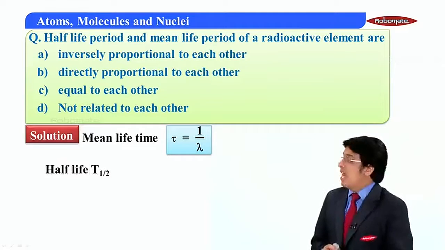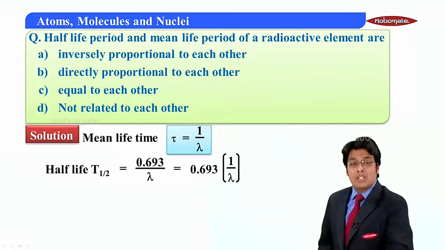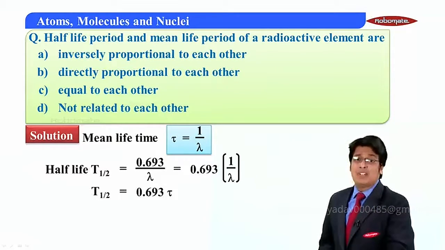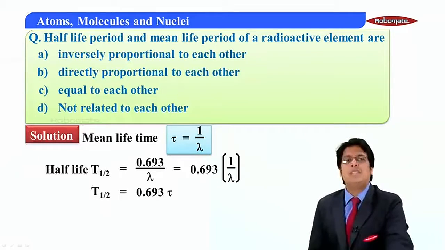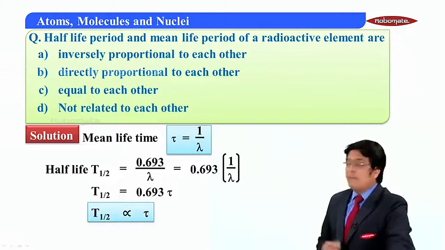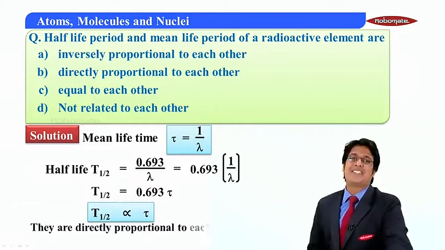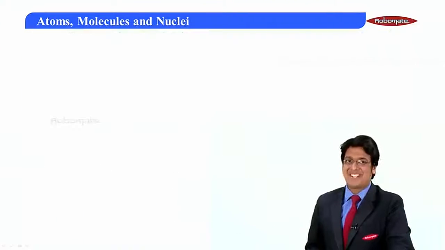Simple enough. Half-life T half is given by 0.693 by lambda, so that is 0.693 into 1 by lambda. So T half is equal to 0.693 into tau. And what is tau? Your mean life. So both of them are directly proportional. So the only answer is option B.